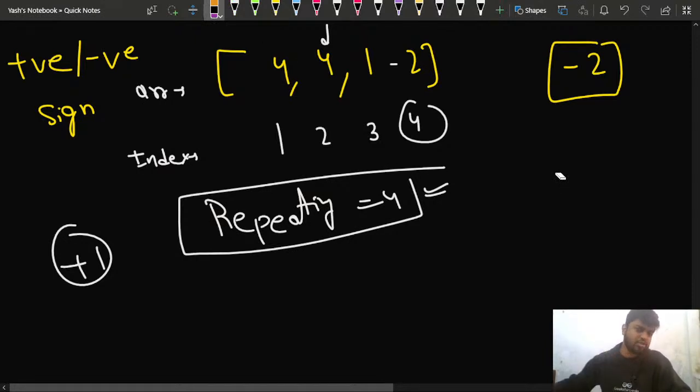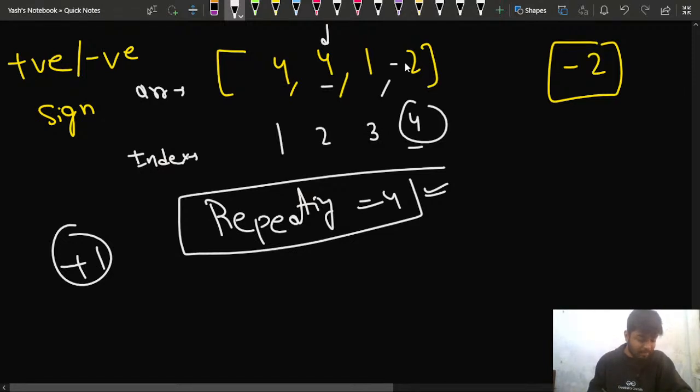I hope this approach is clear to everyone, right? Whenever I go to an element to make it negative, I reach a particular element, array of i, so I go to that particular index and I mark that index as minus. But if that index is already minus, so if I'm at element 4, I need to make the element present at index 4 negative. But if it is already negative, that will mean that it is present more than one time, so it is the repeating element, right? This is what I'm saying.